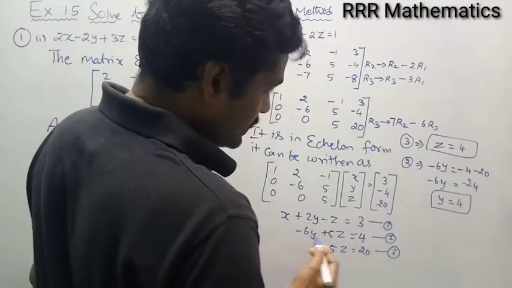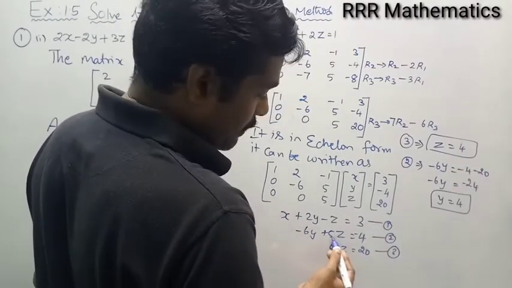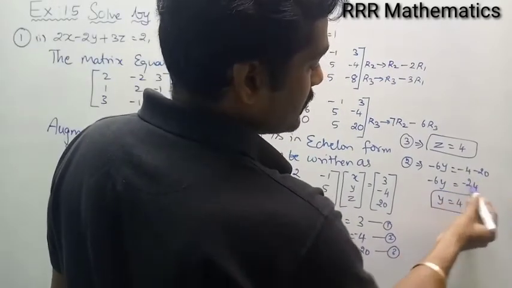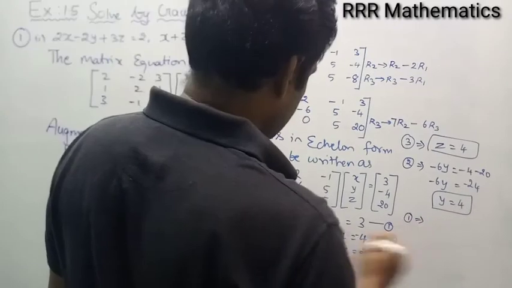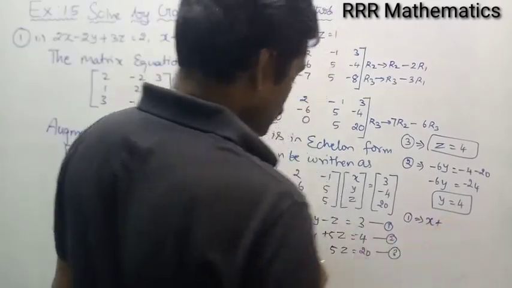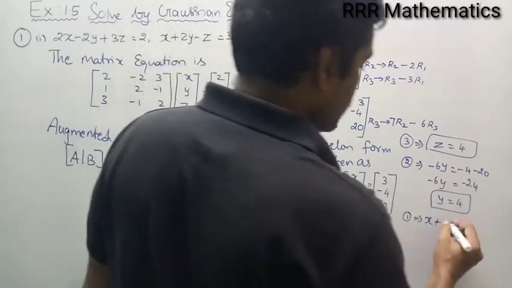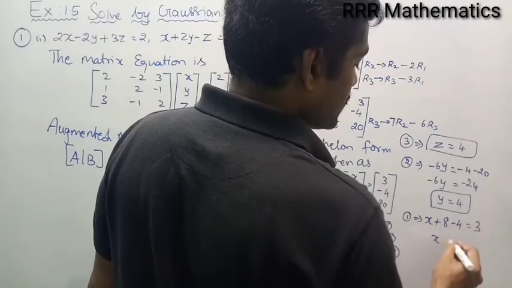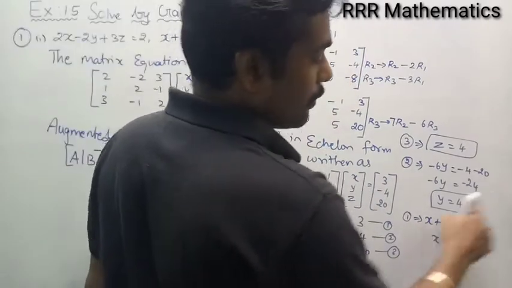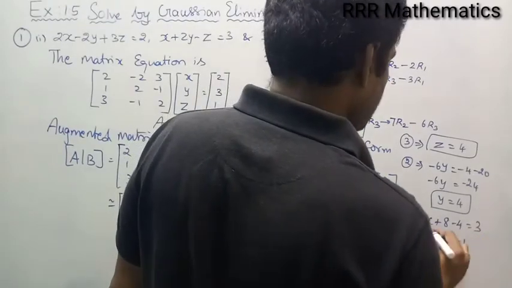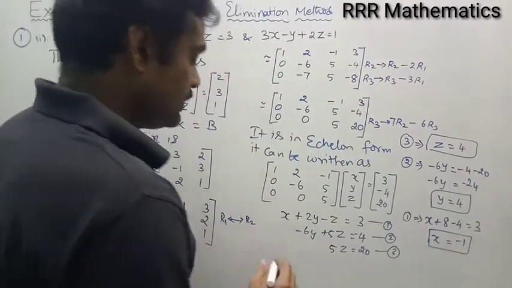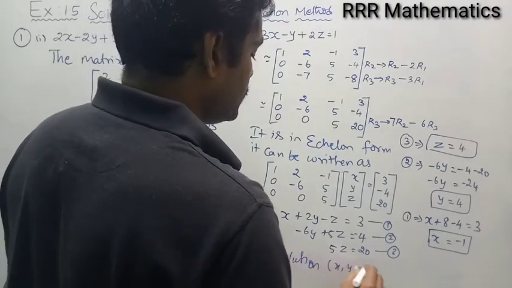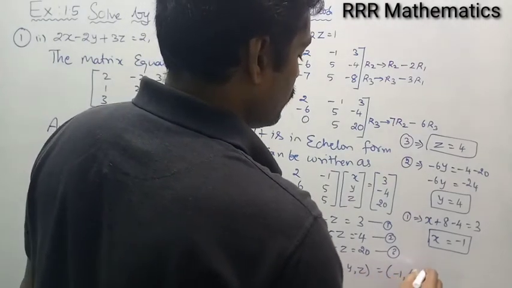Equation 2 implies minus 6y. What is that value? 4. 5 4s are 20. Comes here, minus 20. Minus 20 minus 4, minus 24. When you divide by minus 6, it gives 4. Then equation 1 implies x plus 2y. What is y? 4. 4 2s are 8. Minus z. What is z? 4. Minus 4, which gives 3. So x equal to 8 minus 4, 4. 4 comes here, minus 4. 3 minus 4, minus 1. So in this case, the values of x, y, z are minus 1, 4, 4.